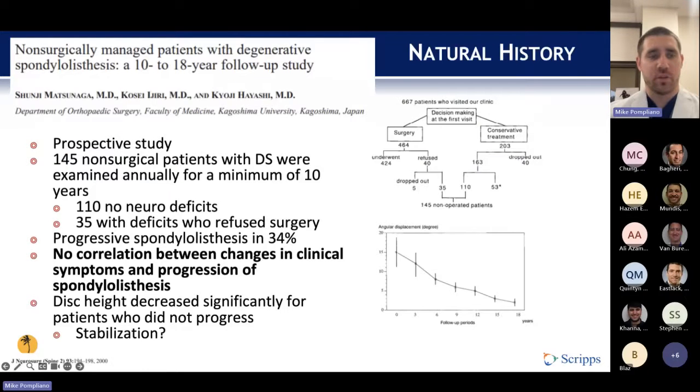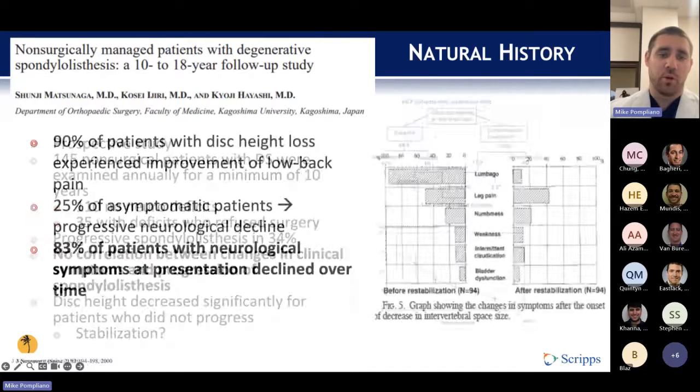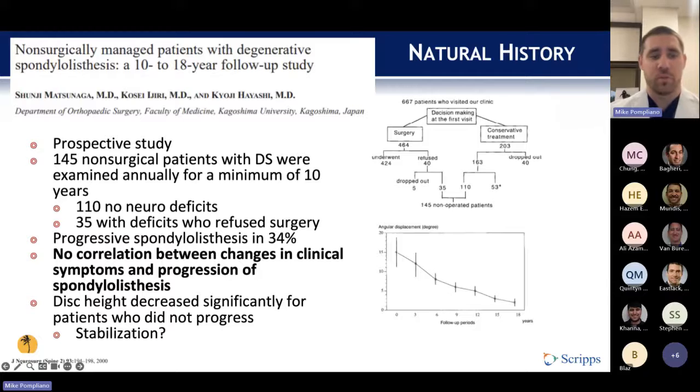Getting into the natural history a little bit, this is a study out of Japan, looked at 145 non-surgical patients, followed for 10 years. 110 had no neurodeficits on presentation, while 35 did. They found progressive spondylolisthesis in 34%, but no correlation in the clinical symptoms or progression of the spondylolisthesis.